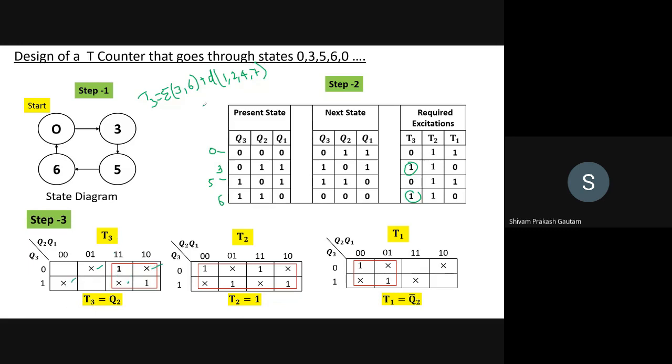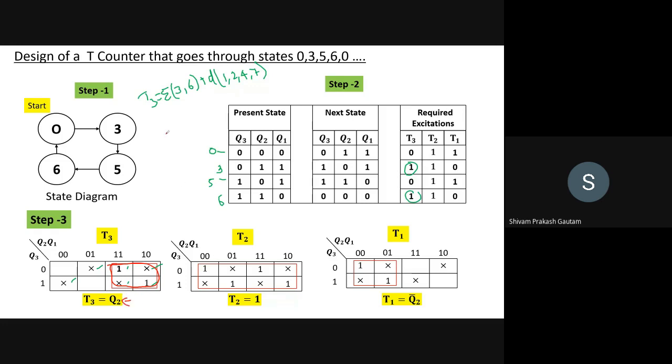And what are the min terms? 3 and 6. So this is 3 and this is 6, right? When you group them, you can group them in a quad. So what will be the term that we will be getting? Q2. Q2 is the term that we will be getting, right?